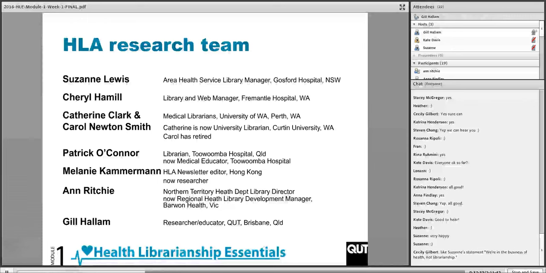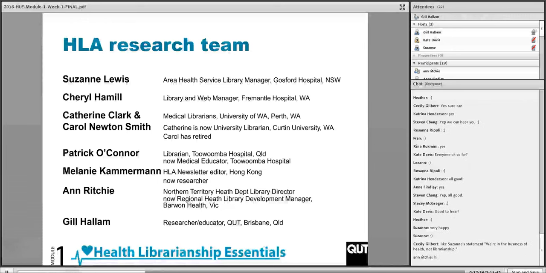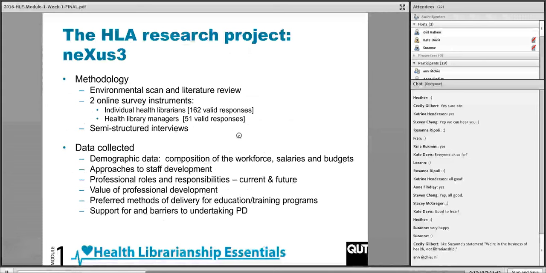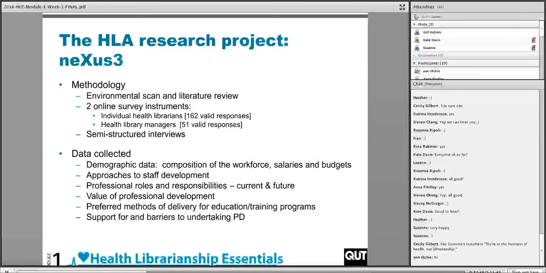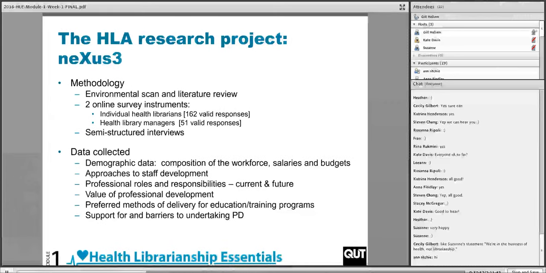So the work that we did together has fed into the opportunity to collaboratively build this course and offer it to you. What we did very quickly was undertake a major environmental scan and literature review, and then undertake some research through some online surveys. We looked at the views of individual health librarians, and there were 162 responses there that we considered. And then health library managers, there were 51 there.